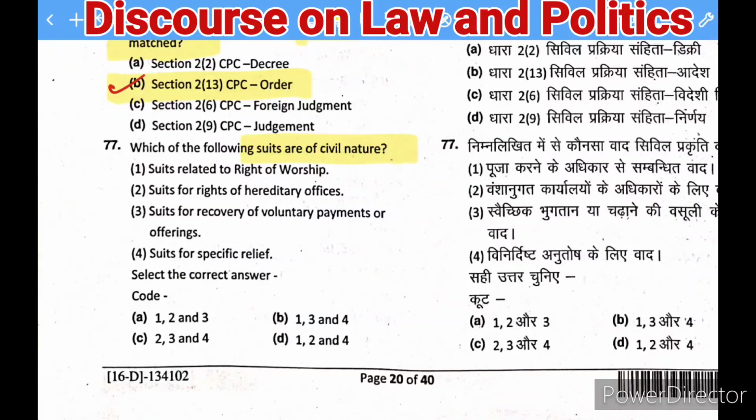The first kind of suit mentioned in this question, that is A, that is one here, suits related to rights of worship. It is a kind of suit which belongs to the civil nature. So this is correct. Suits for rights of hereditary offices, yes, it is also correct. Suits for recovery of voluntary payments or offering, yes, it is not a suit of the civil nature. Suit for specific relief, yes, it is correct. So the right code is D, 1, 2 and 4. Okay, next question.